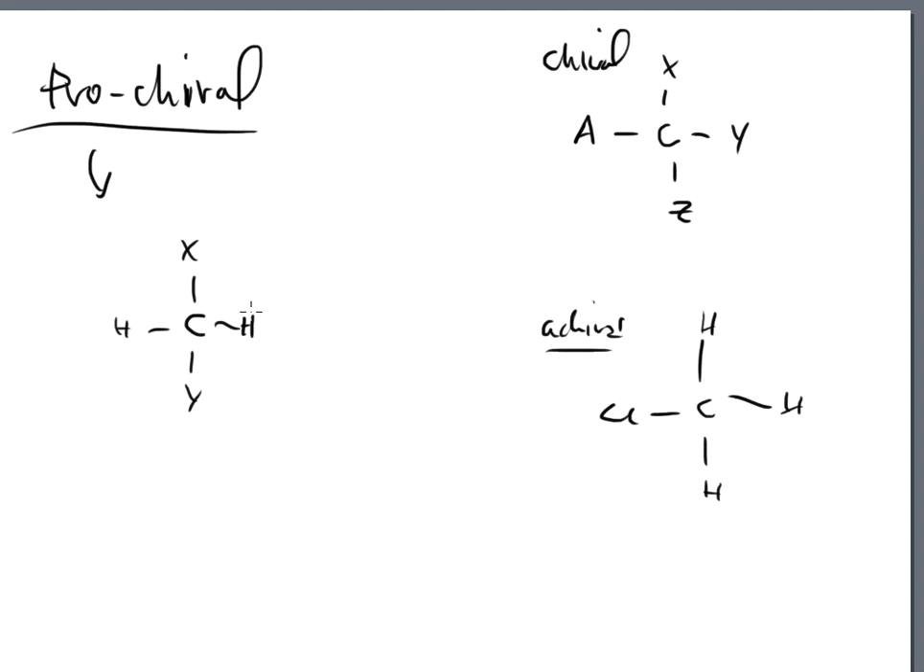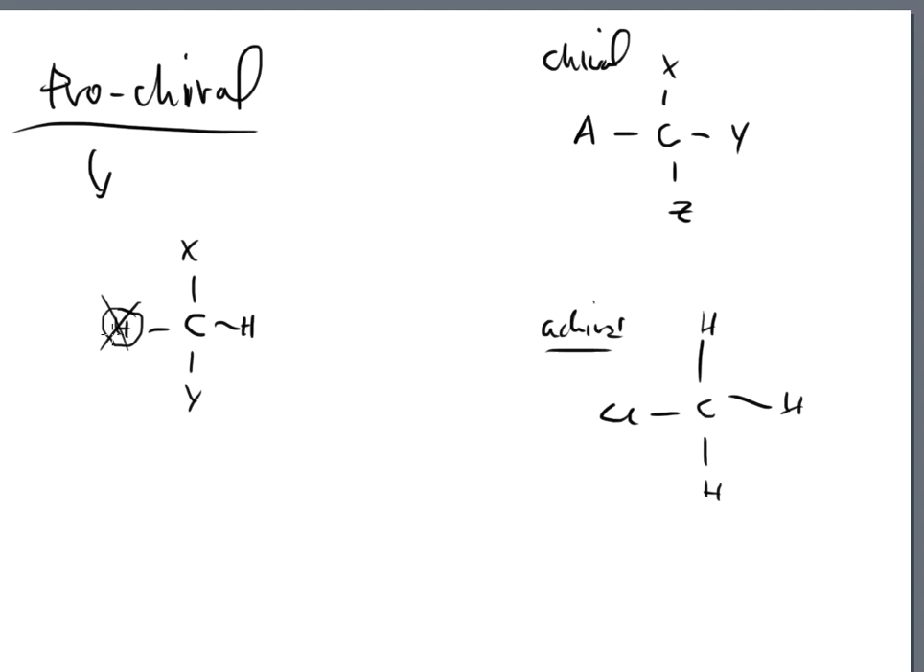Kind of special. Because if we can take one of these hydrogens and delete it, get rid of it, and replace it with something else that's different, we would have a chiral compound at that point, right? So you're almost at chiral. And that's what pro-chiral means.